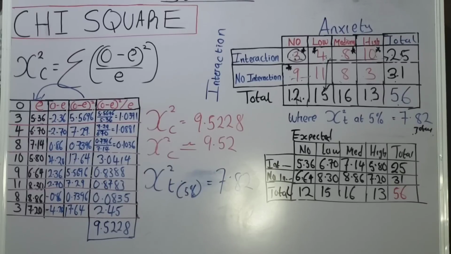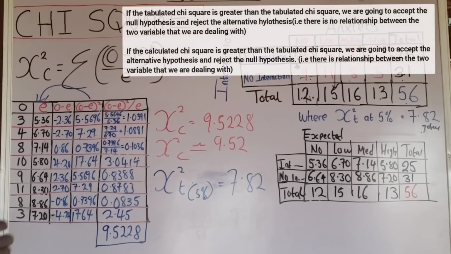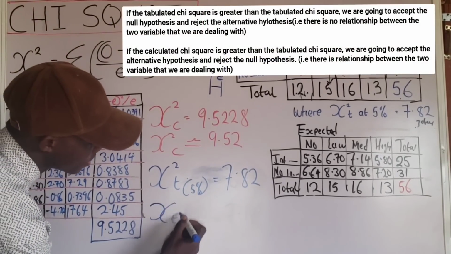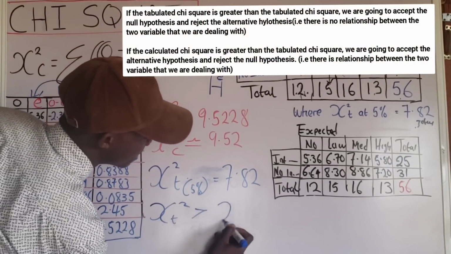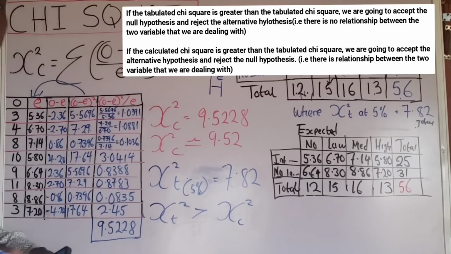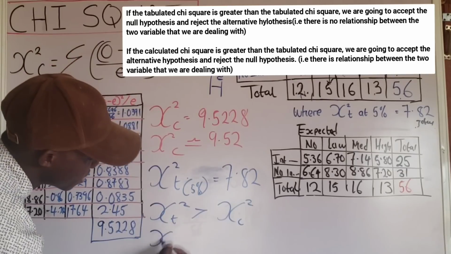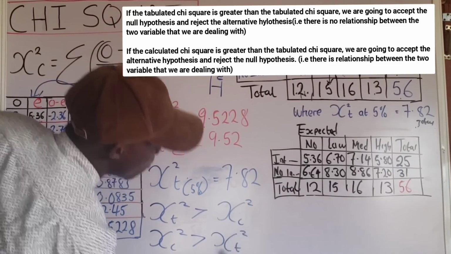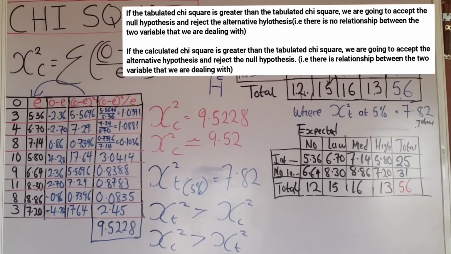So I want you to pay attention. If the tabulated chi-square is greater than the calculated chi-square, we are going to accept the null hypothesis and reject the alternative hypothesis. You understand? And please pay attention, if the calculated chi-square is greater than the tabulated chi-square, we are going to accept the alternative hypothesis and reject the null hypothesis.